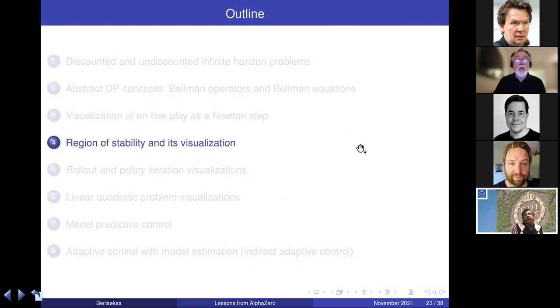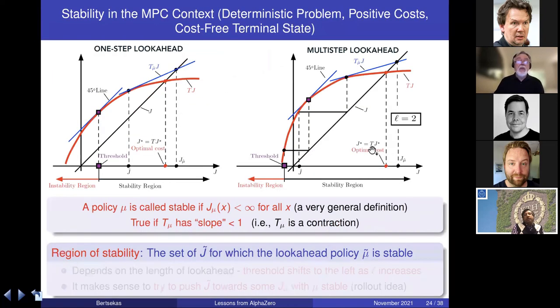Okay, now let me go into stability issues and how we visualize them. Here I'm going to be focusing mostly on the MPC context, deterministic system, cost-free terminal state, and so on. So stability is of paramount importance, of course, in MPC, but the question arises, how do you define stability given that the state space can be discrete and can be continuous?